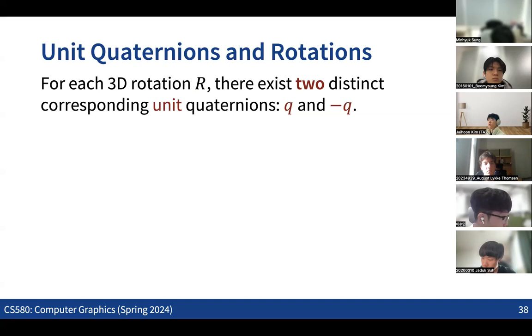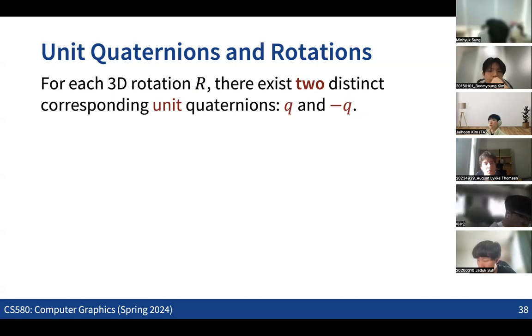And the other question is, is this mapping a one-to-one mapping? Is it also injective? So we know that for any arbitrary discrete rotation, there should exist one or many unique quaternions, right? But then the question is, is there only one single quaternion, or can there be multiple quaternions for the 3D rotation? So here the answer is that there always exist two distinct unique quaternions that correspond to the 3D rotation.